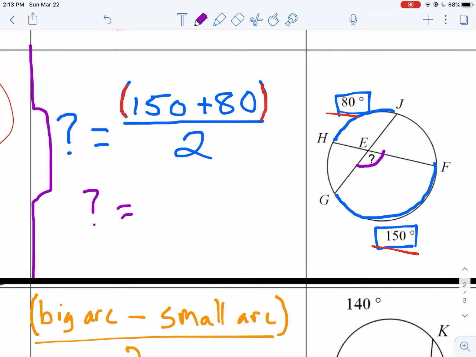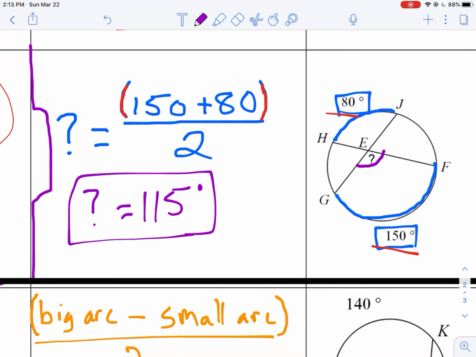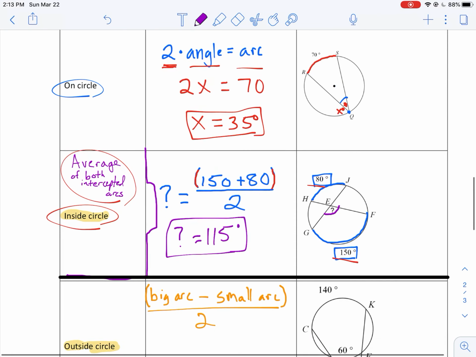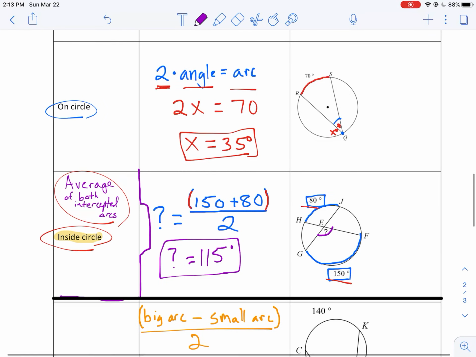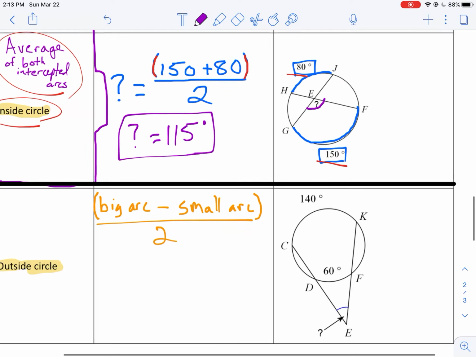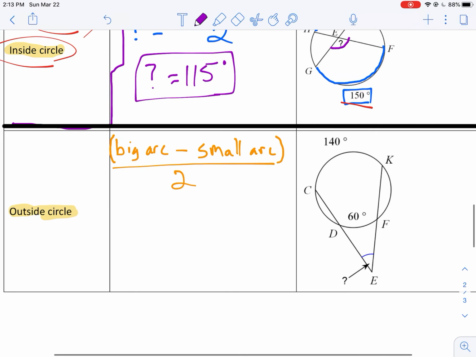So you add 150 and 80 first. That's why they're in parentheses. That's 230. And then I divide by 2. That's 115, and I'm done. The measure of the mystery angle is 115 degrees. You should have those notes already, but if you don't, you could write these down or just look back on this video. Now, these are new.